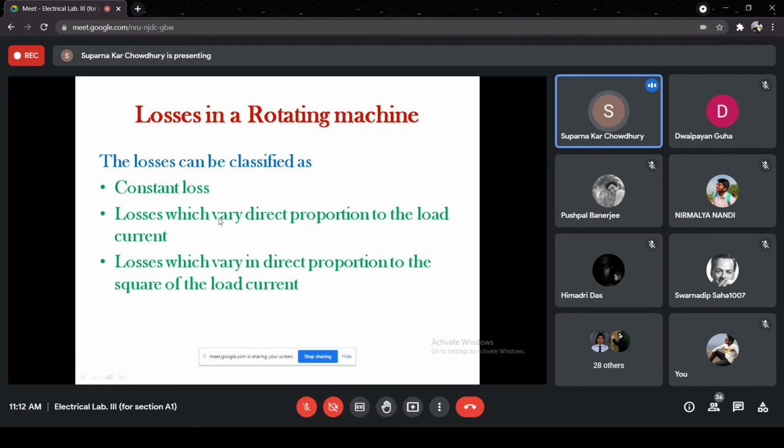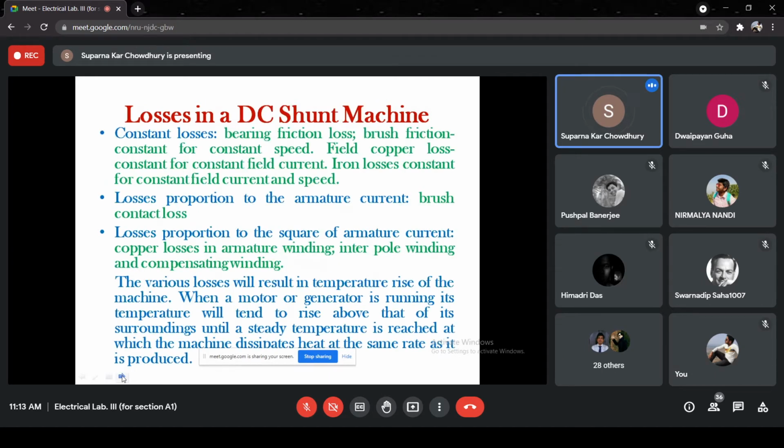That is the brush contact loss, because due to the brush contact resistance there will be I square loss. That is the brush contact loss. The loss directly proportional to the square of the load current is the I square loss. So constant losses, I have told, are the core loss only.